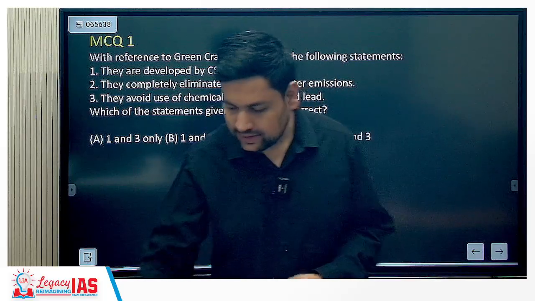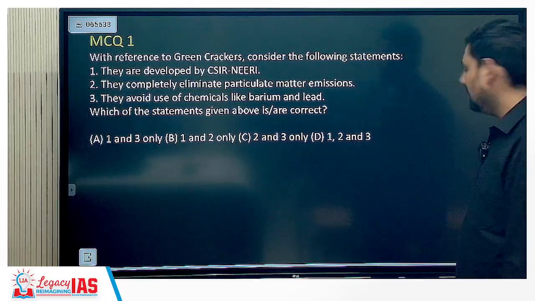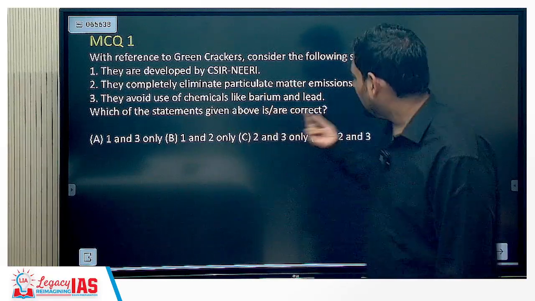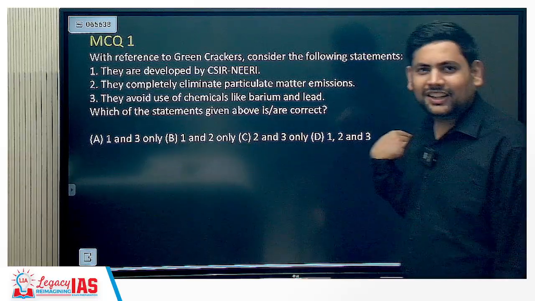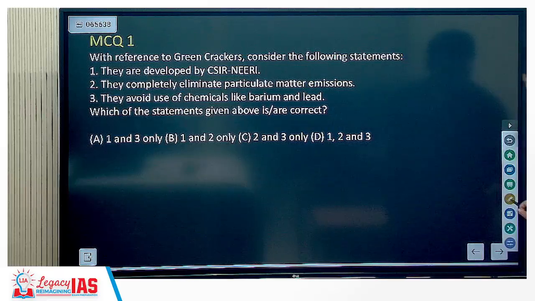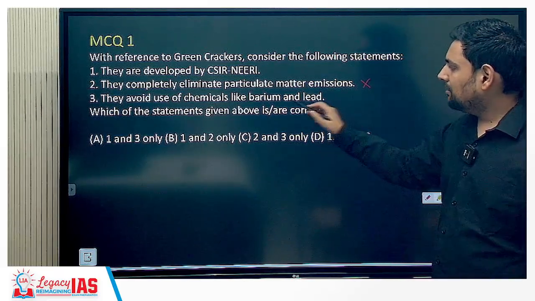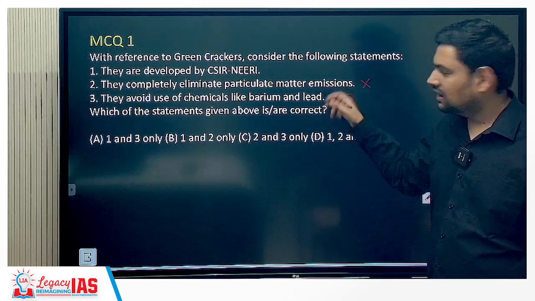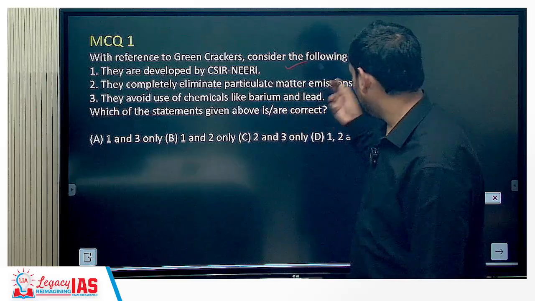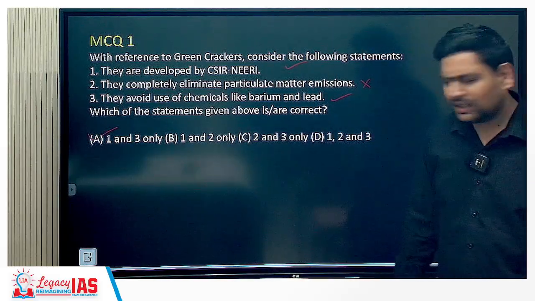Okay, so what does it say? It says, with reference to green crackers, which of the following statements are correct? These are developed by CSIR-NEERI. Okay, yes. They completely eliminate particulate matter emissions. What do you think? Completely eliminate? No. Completely eliminate would be wrong. So this is absolutely wrong. They avoid use of chemicals like barium and lead. Correct? We have seen this. It was written that it avoids barium, which is toxic in nature. So the answer becomes 1 and 3. Understood? Simple.